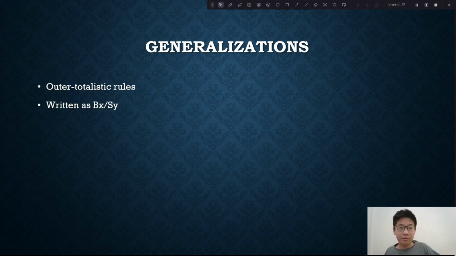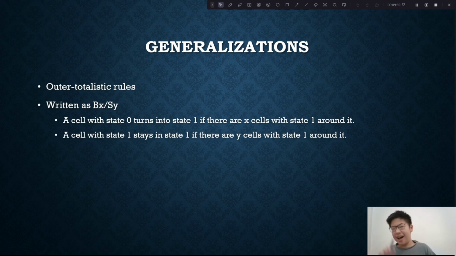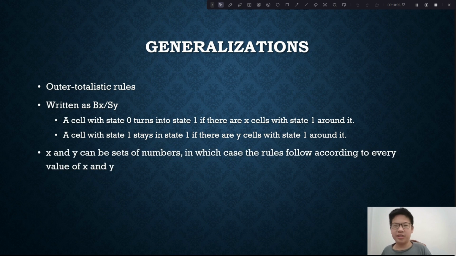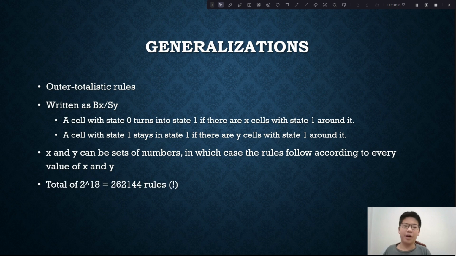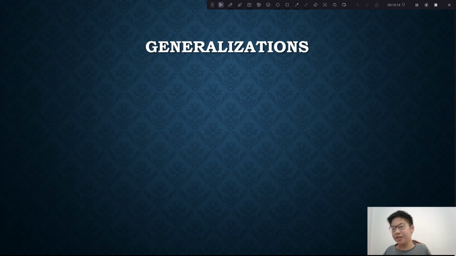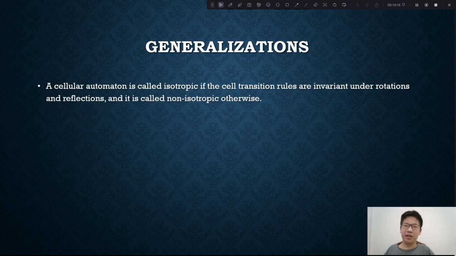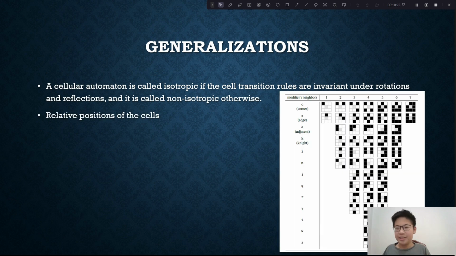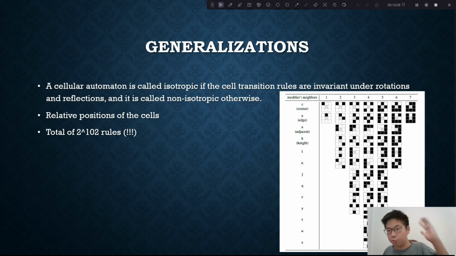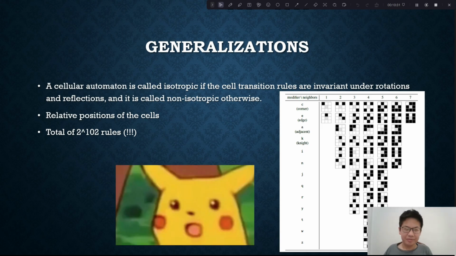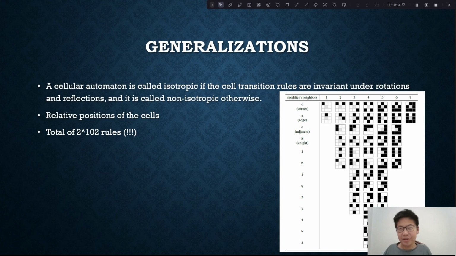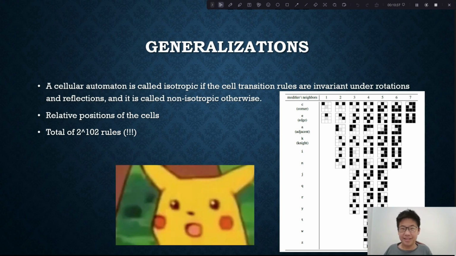One generalization involves outer totalistic rules, written as Bx/Sy, and this is just the definition for the outer totalistic rule. X and Y can be sets of numbers, in which case the rules follow according to every single value of X and Y. And there are 262,144 outer totalistic rules. If that's not enough for you, try isotropic ones. They take into account the relative position of the cells instead of the number of cells. To do this, you need to memorize a gigantic lookup table. Then there are a total of 2 to the power of 102 rules. And just to make sure that every one of you is getting the point here, here's a short Pikachu face.